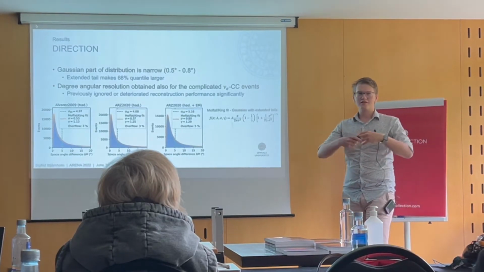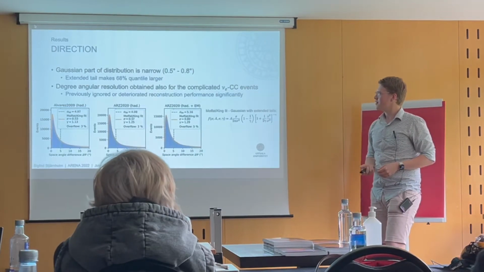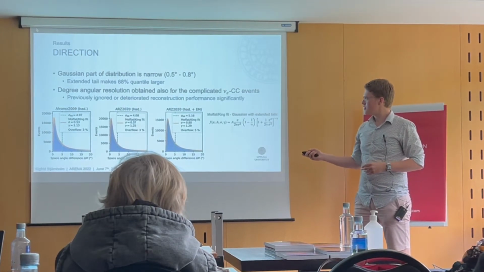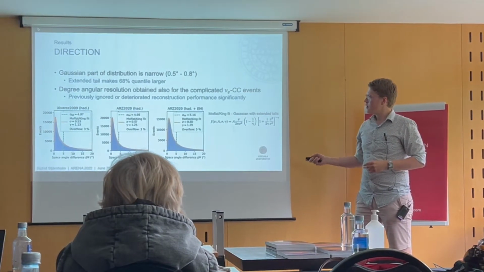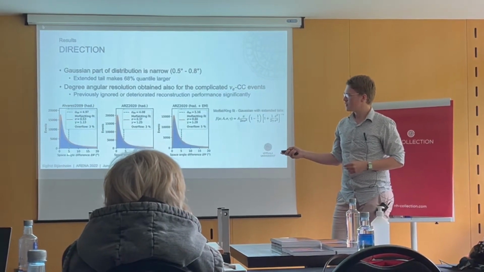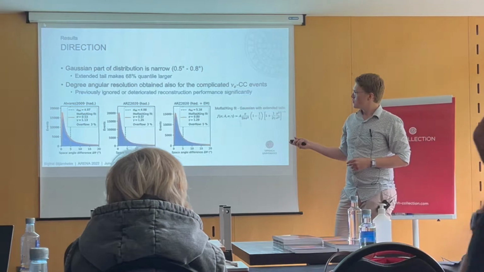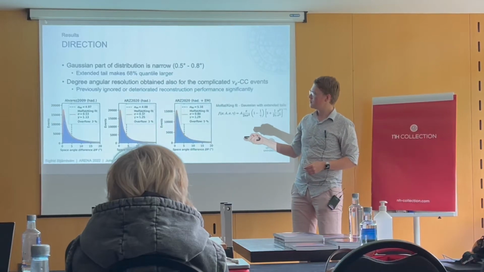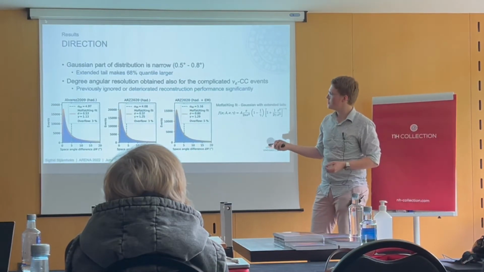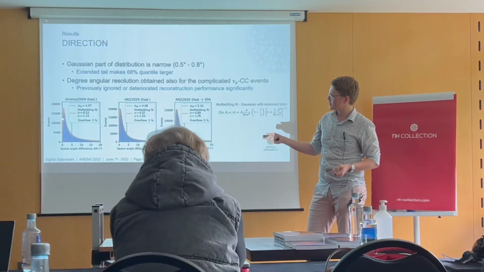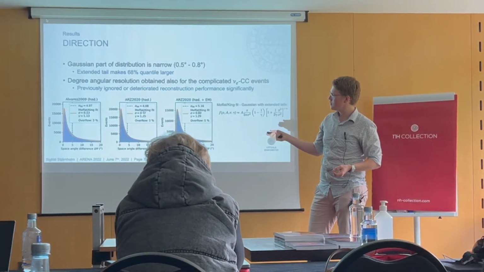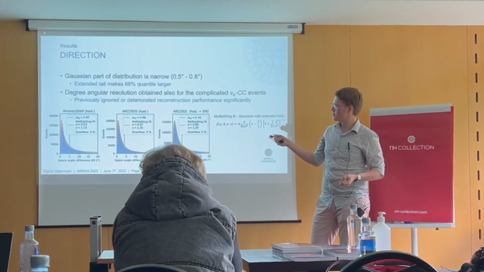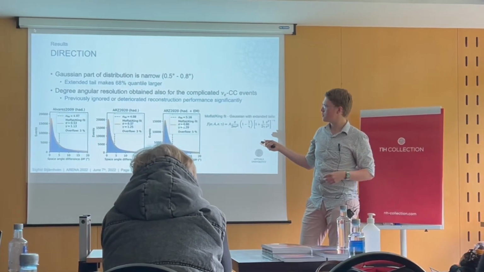So now we train this giant network of millions of parameters, and we want to reconstruct the direction. This is the result from that. What you see here are the 3 different data sets I talked about earlier, and you can see the space angle difference histograms here. What we see is a Gaussian part with an extended tail. The Gaussian part is quite narrow, roughly 0.5 degrees to 0.8 degrees for the more complicated data set. The complicated data set is a bit worse, but it's still performing quite well.